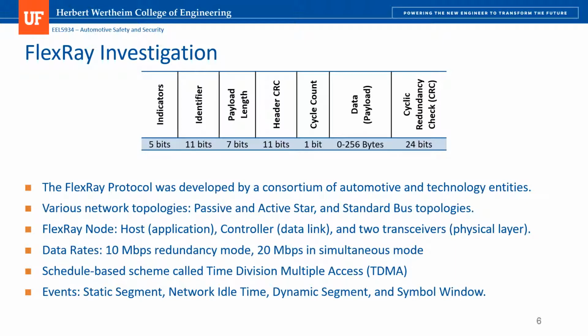This is a time division multiple access scheme, which is kind of a schedule of messages. And there are 4 main events that happen. There's the static segment, network idle time, dynamic segment, and symbol window.